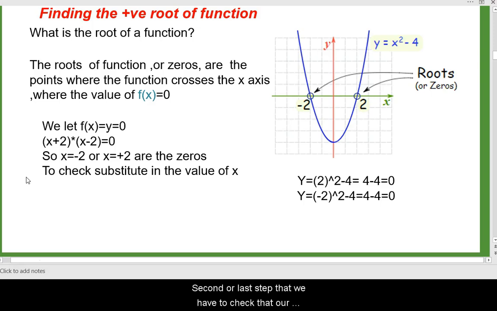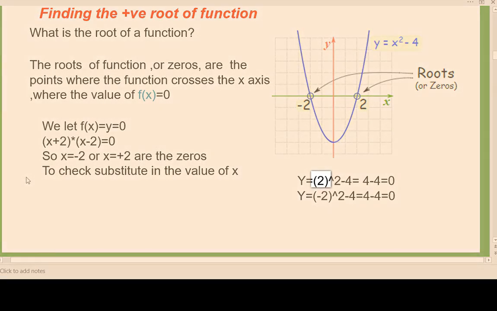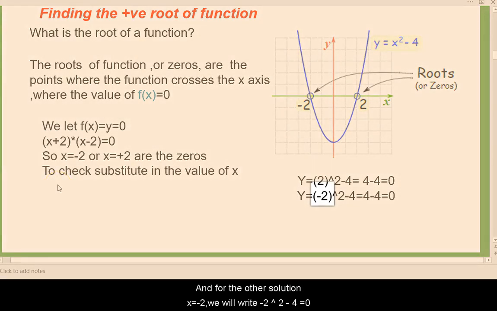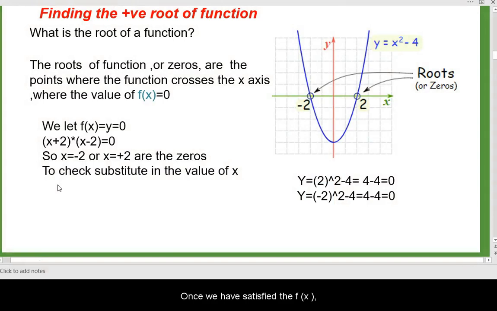The second and last step is to check that our solution is correct. So we plug in x equal to plus 2 in the equation y equals x squared minus 4. We put x equals 2, so 2 to the power of 2 equals 4, minus 4 gives us 0. For the other solution, x equal to minus 2, we write minus 2 to the power of 2 minus 4. It will give us 0. Once we have satisfied that f of x equals 0, we have these two zeros, plus 2 and minus 2.